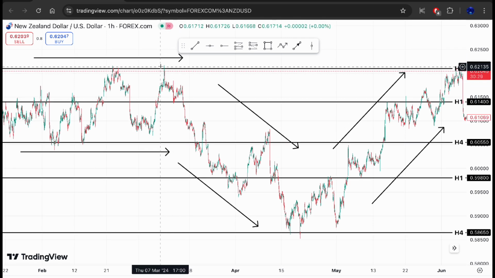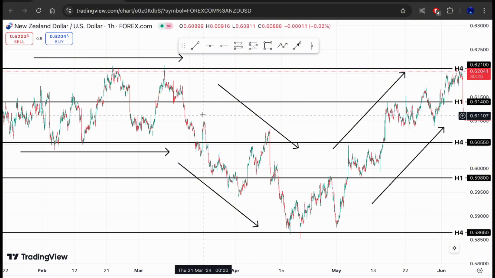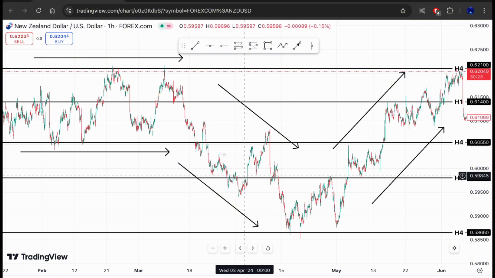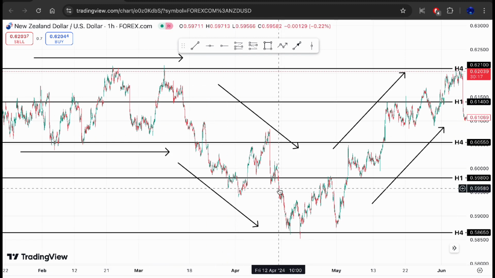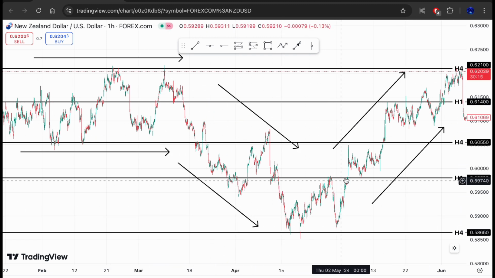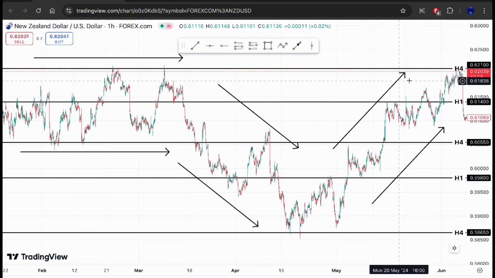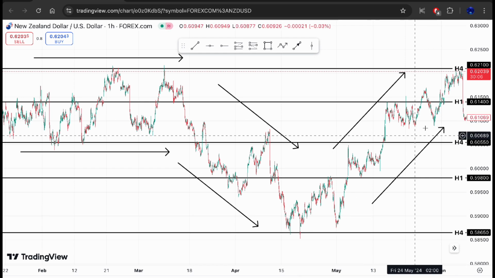Next up, we have a downtrend, which consists of a series of lower highs and lower lows. This is more of a downward move. A downtrend simply is a downward move of the market when the market is selling. And from this point on, we have an uptrend, which consists of a series of higher highs and higher lows, leading to the upside.